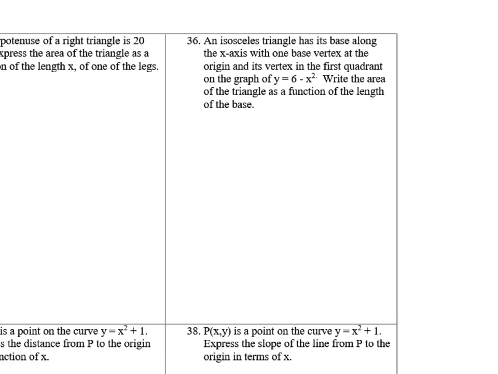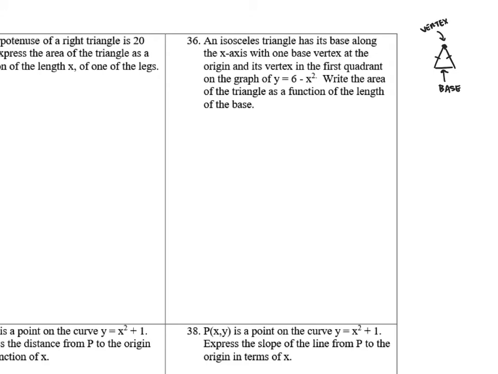Okay, we're on to the next slide. I want to do numbers 36 and 37. An isosceles triangle has its base along the x-axis. An isosceles triangle is a triangle whose two sides are the same length. So this side right here would be the base. This point right here is called the vertex. It's between those congruent side lengths.